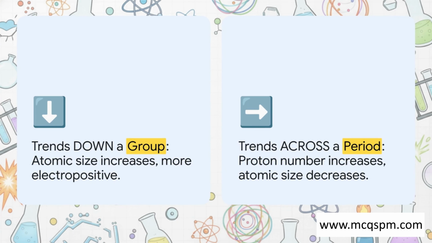So here it is, a perfect little summary for your revision. Just remember these 2 directions. When you go down a group, the atomic size gets bigger. When you go across a period, the atomic size gets smaller, because that stronger nucleus is pulling everything in. Get those 2 directions straight, and you've pretty much mastered periodic trends.